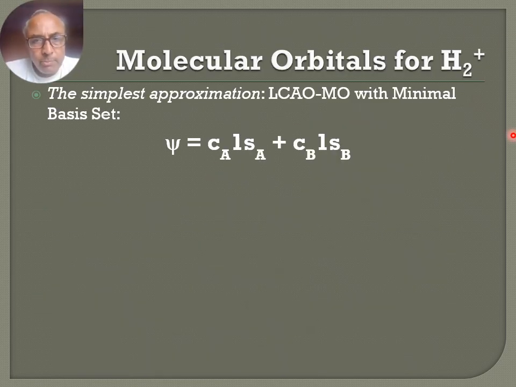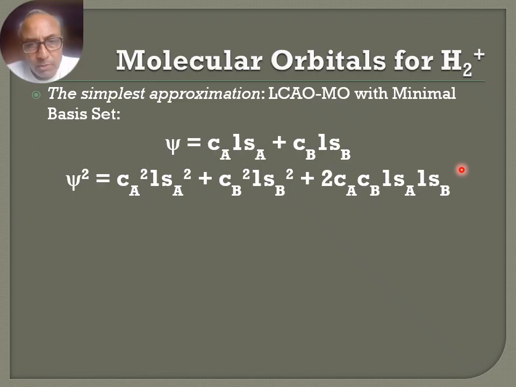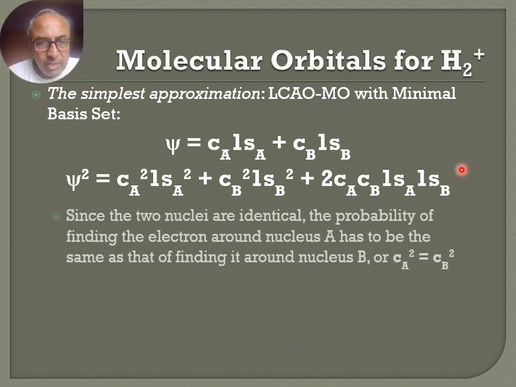The simplest approximation is the LCAO-MO approximation with a minimal basis set, that is a basis set consisting of only the 1s orbitals on the two atoms. So psi equals Ca 1sa plus Cb 1sb. Therefore, psi squared is equal to Ca squared 1sa squared plus Cb squared 1sb squared plus 2Ca Cb 1sa 1sb.